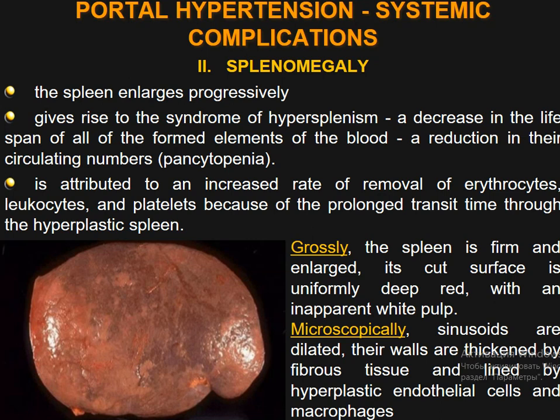It is attributed to an increased rate of removal of erythrocytes, leukocytes, and platelets because of the prolonged transit time through the hyperplastic spleen. And grossly, the spleen is enlarged and firm. Its cut surface is uniformly deep red with an inapparent white pulp. Microscopically, sinusoids are dilated, their walls are thickened by fibrous tissue and lined by hyperplastic endothelial cells and macrophages.